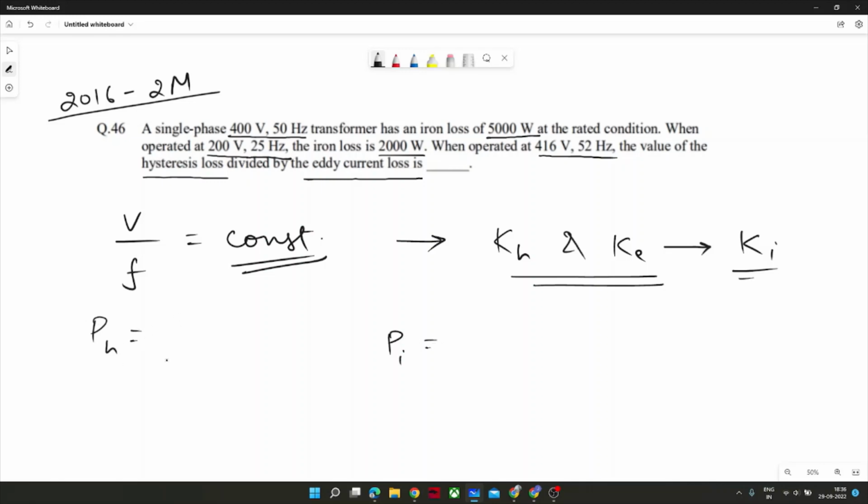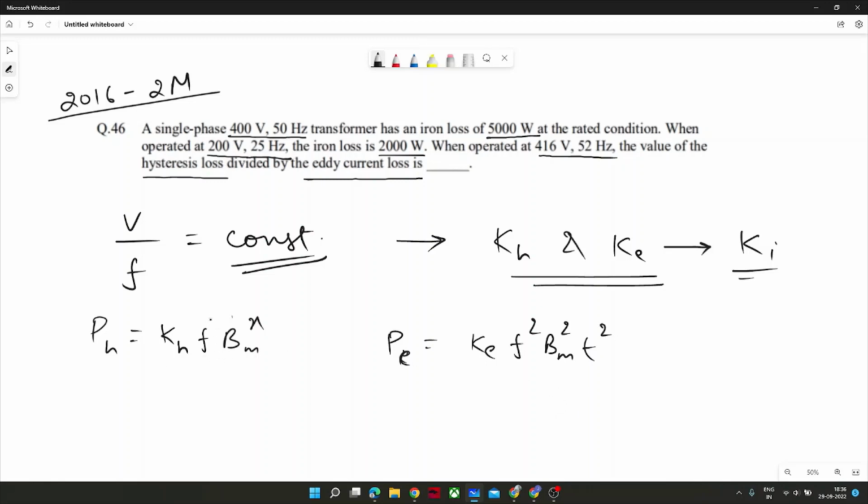Is anybody able to recall the expression of PH and PE? P is equal to K F Bm raised to power x, and PE is K F square Bm square. And one more factor, if I recall clearly, is thickness square.